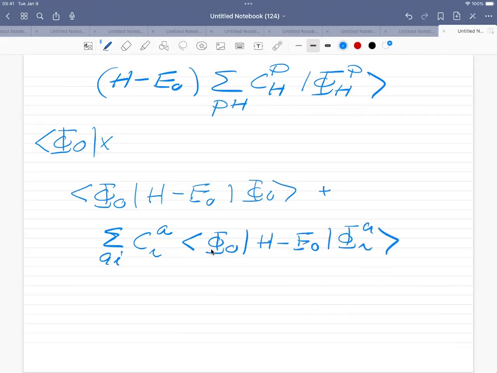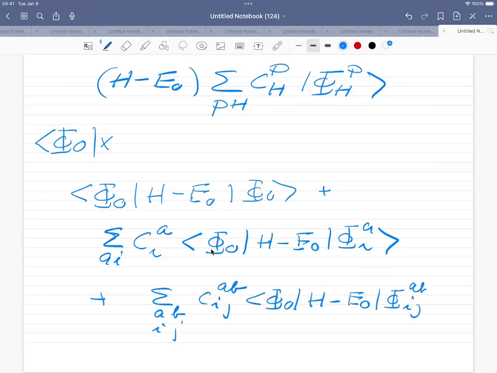So we've actually calculated this matrix element, because the term with E0 is just a constant, and then taking the overlap between that one and that one, it's just going to give us 0. So the only term which survives here is phi 0 with H and phi of IA. Then I have a similar term for the two particle, two hole part. So I have a Cij AB, and then I'm going to have a phi 0 of H minus E0, and then I have a phi of Ij AB.